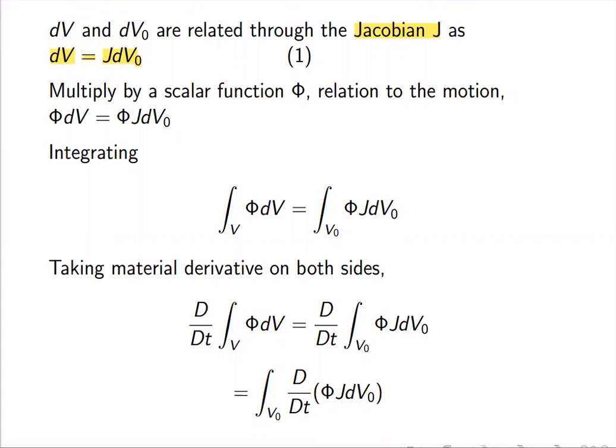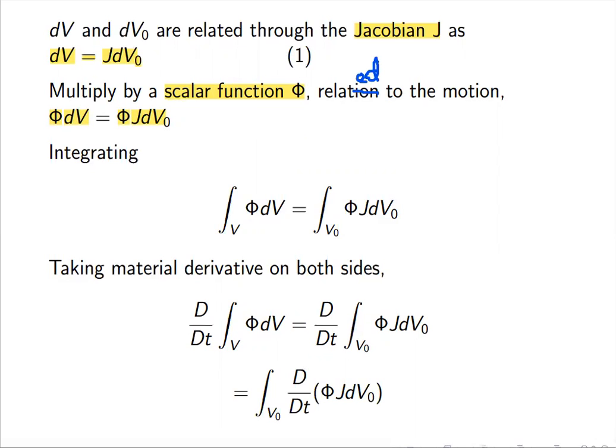Then multiply a scalar function phi which is related to the motion of the continuum. And when you multiply phi on both sides, you will get phi dV is equal to phi J dV naught.